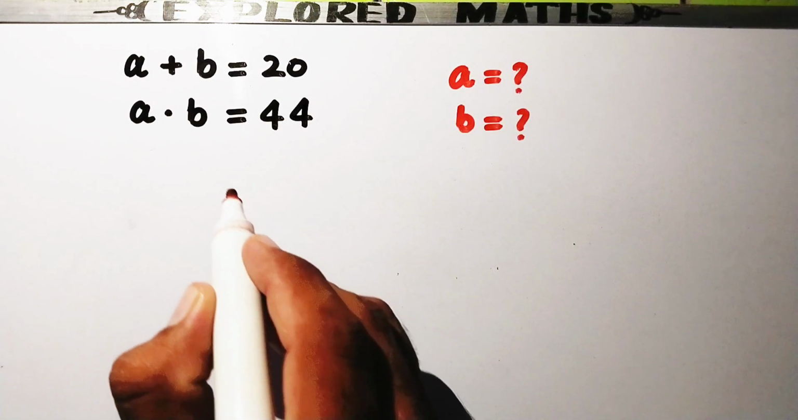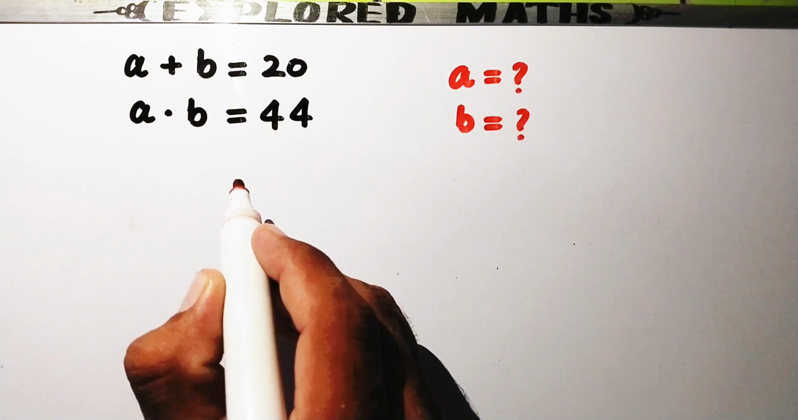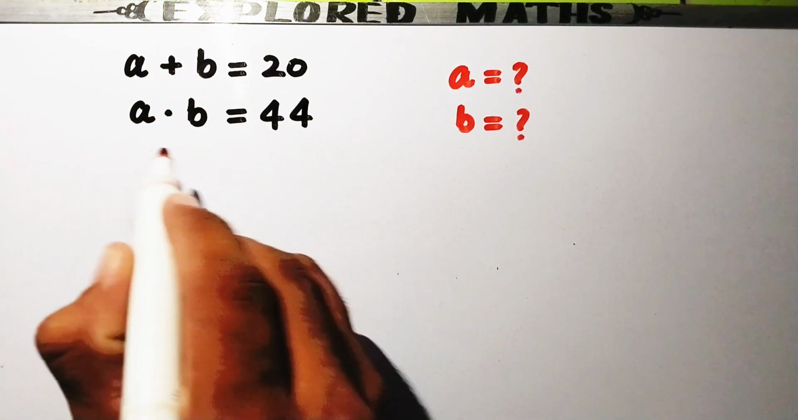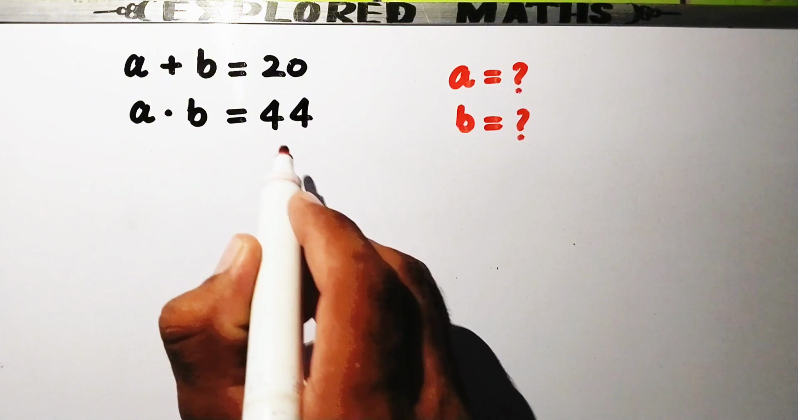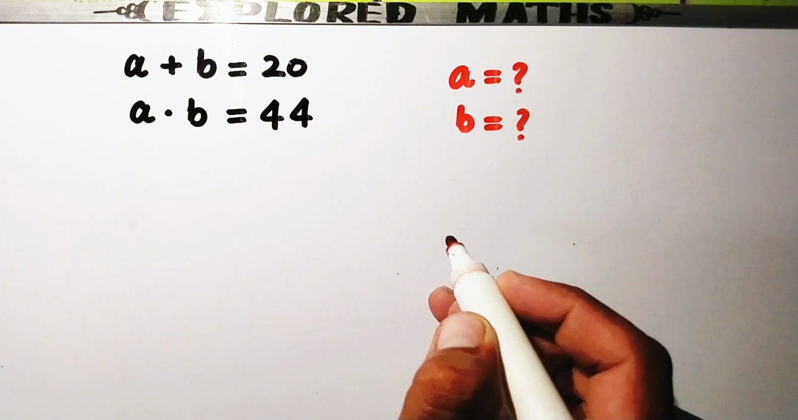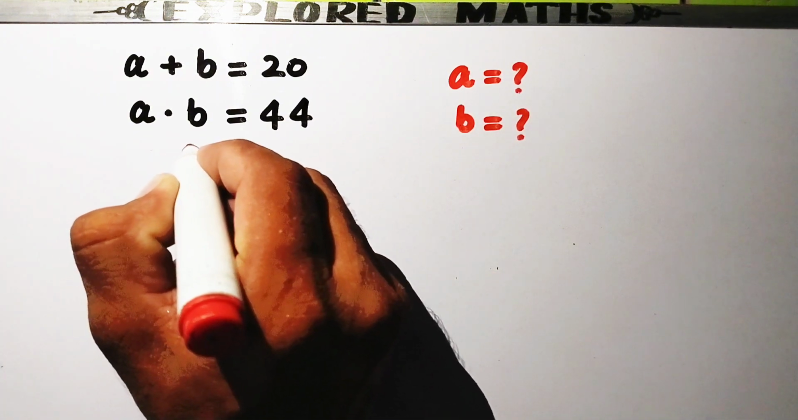In this video we are going to solve a very interesting algebraic problem. Here we have a plus b equal to 20 and a times b equal to 44. Then what are the values of a and b? So let us see its solution.